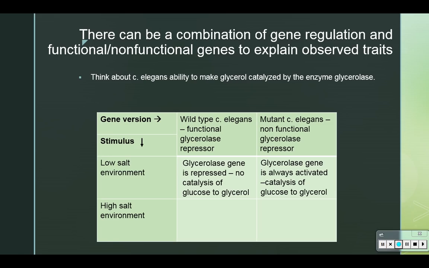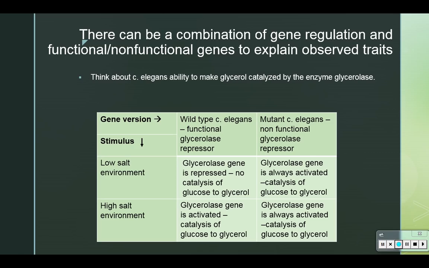Once you put the wild type C. elegans in the high salt environment, though, that stimulus is going to activate the glycerolase gene, and you will get glycerol being made from glucose. And then, of course, you're going to see the same thing in the high salt environment with the mutant because they're always making glycerol. And so if you were making cell diagrams based on this, you already have the wild type. The difference in the mutant is going to be that you're not going to have that dehydrated phase, simply because the glycerolase gene is always activated.